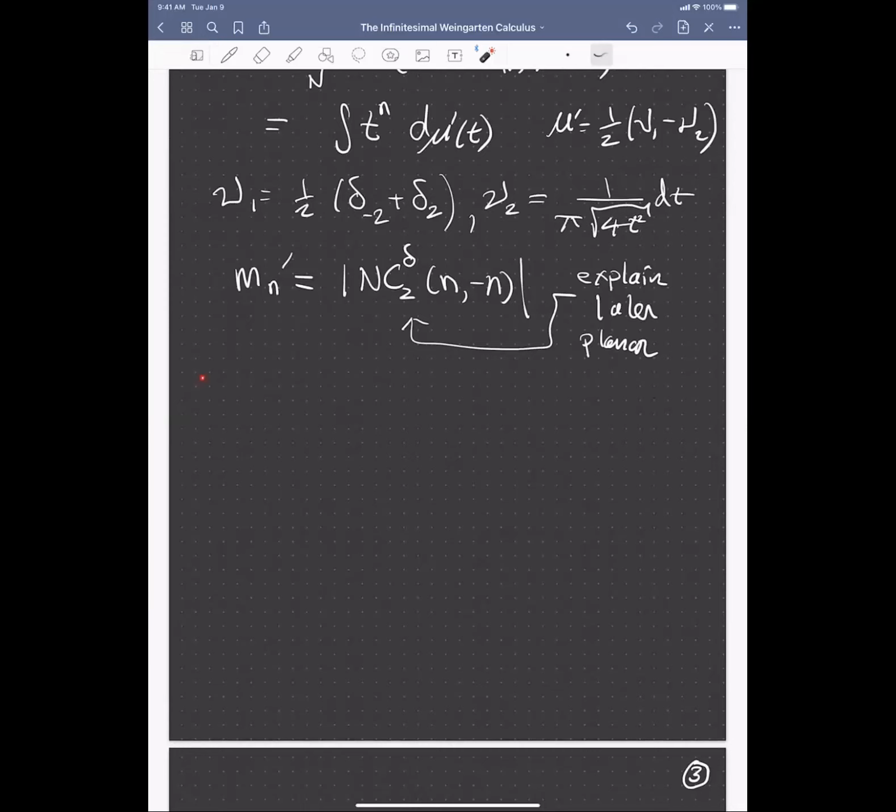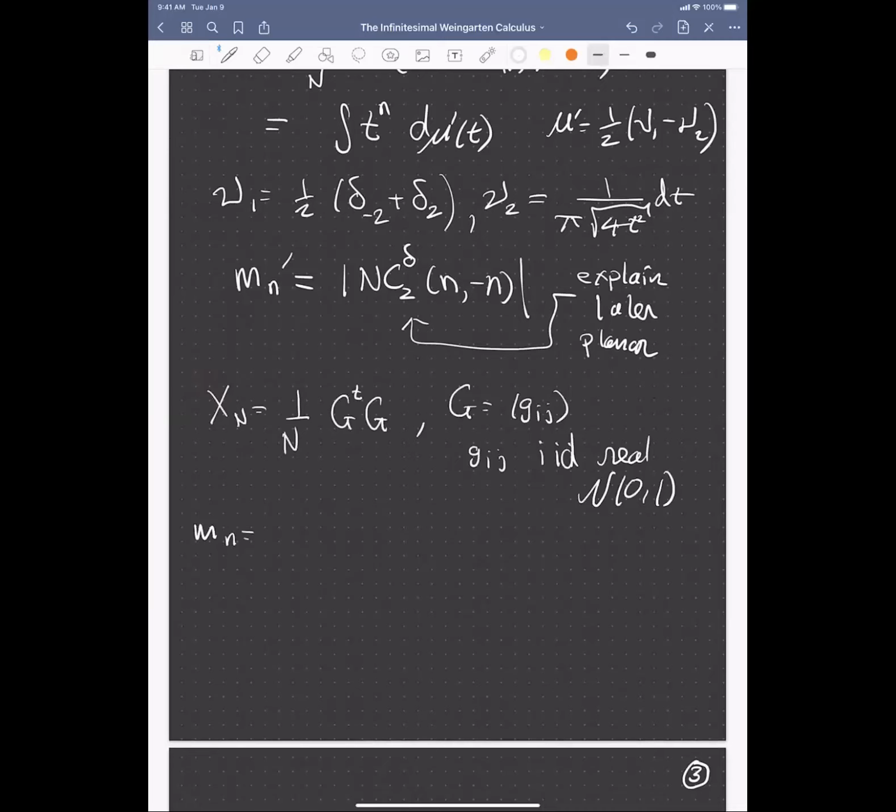Okay, what's one other little example? We take a real Wishart. So G is a Wishart random matrix, where the G_ij are IID real N(0,1) Gaussian random variables. And of course we can do the same thing, and we get the Marchenko-Pastur law.